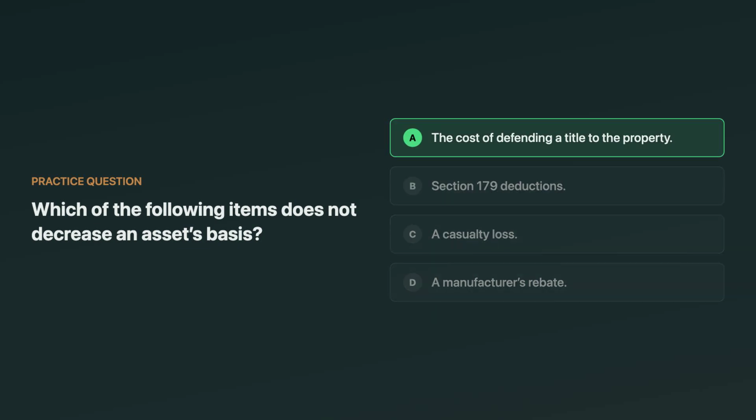The correct answer is the cost of defending a title to the property. That's a capital expenditure that generally increases basis because it helps you perfect or protect ownership. A tempting wrong answer is the manufacturer's rebate because it feels like extra money, but rebates reduce what you effectively paid, so they reduce basis.